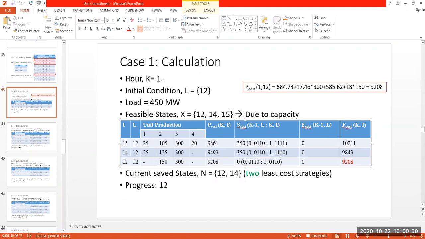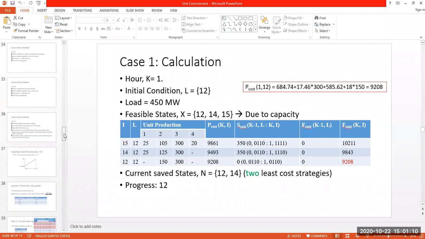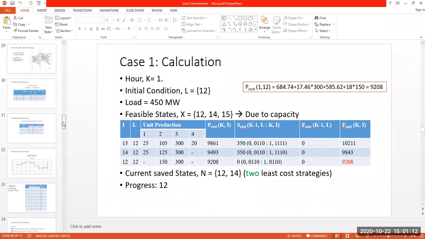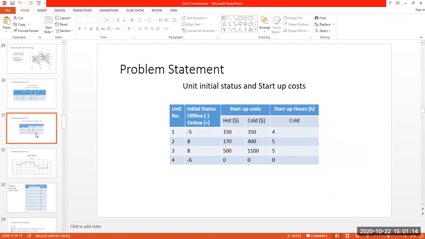Unit 3 is still on. But unit 1 was off initially, and now I'm deciding to turn it on. Because there is some associated startup cost with unit number 1, I have to take that cost here for this transition. So let's check back what the startup cost actually is. It is in slide 31.